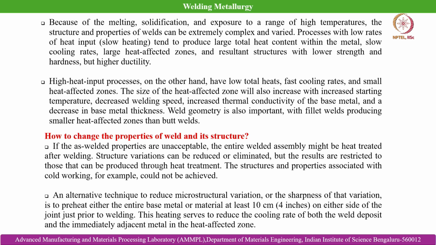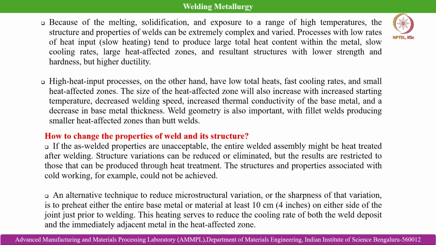So that is why process conditions as well as the geometry of the joint, both are important to achieve the joint with the desired structural integrity and the desired microstructural and mechanical attributes. So, how to change the properties of the weld and its structure? If the as-welded properties are not acceptable, then what can we do? We can subject the weld joint to heat treatment. Similar to what we have discussed in case of casting, we can achieve precipitation hardening and thereby increase strength, and on occasions we can also improve its ductility and formability.